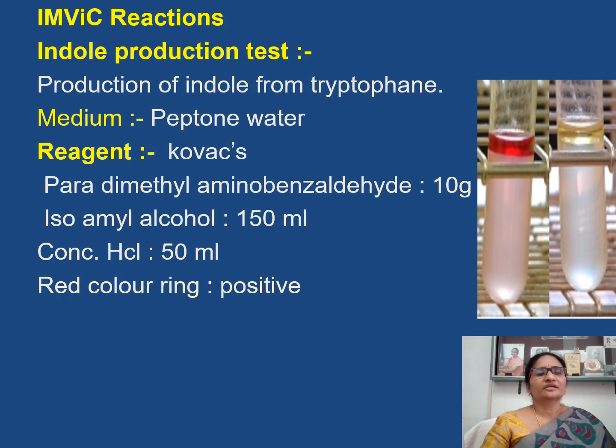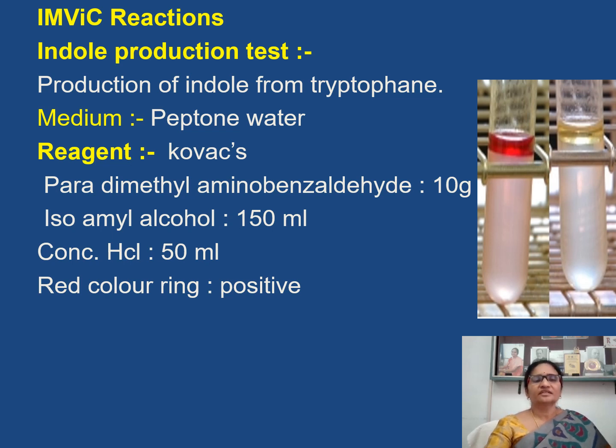Next, coming to the other biochemical reactions called IMViC reactions: indole, methyl red, Voges-Proskauer and citrate utilization. All four combined are considered IMViC reactions. Among those four, the first one is the indole production test, meant for detection of indole, which is produced from the amino acid tryptophan. Some bacteria produce indole when they use the amino acid tryptophan. That indole production helps in the identification of bacteria like Escherichia coli.